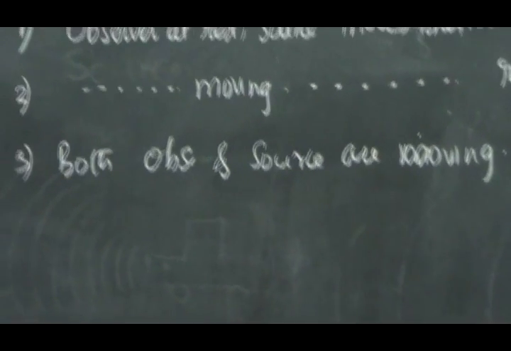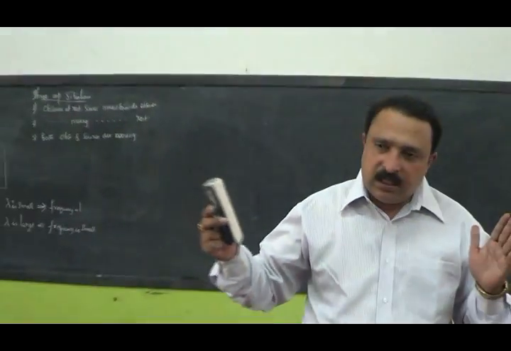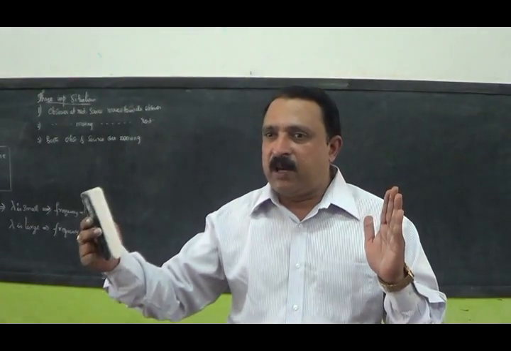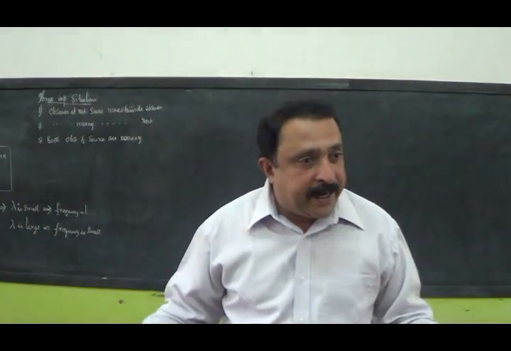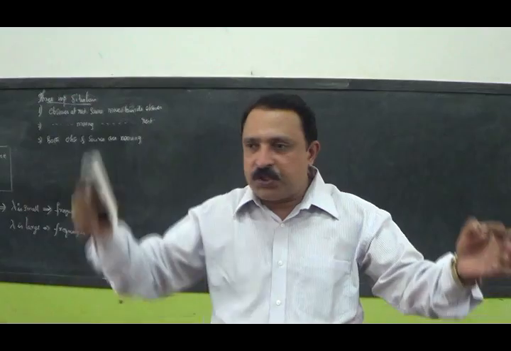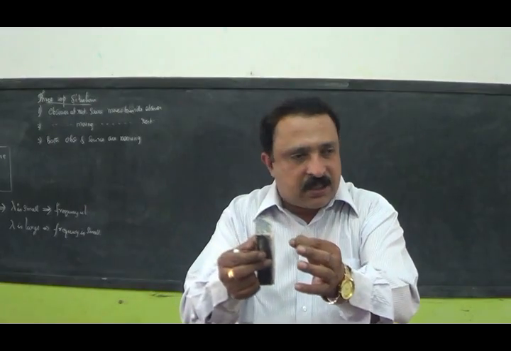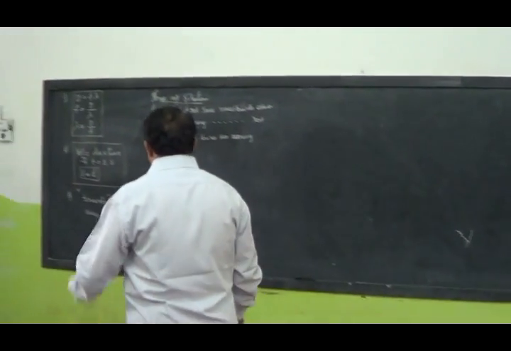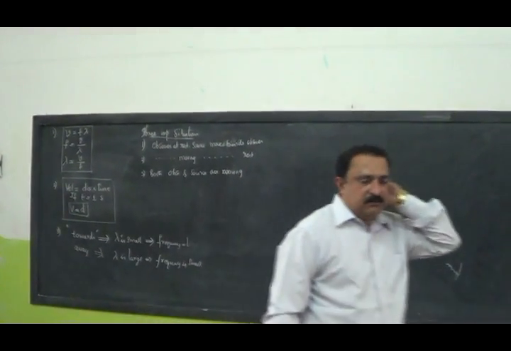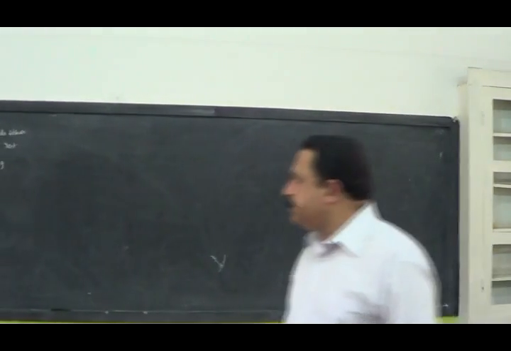What are the 3 important situations in Doppler's effect? The observer is at rest, source is in motion. Second, the source is at rest, the observer is in motion. When I say in motion, the observer may be coming towards the source or may be going away from the source. And third case is both the source and the observer are in relative motion. They may be moving towards themselves or they may be moving away from each other. We have to derive mathematical expression for each of these 3, and that's an important question for your exam according to the new syllabus. Okay?